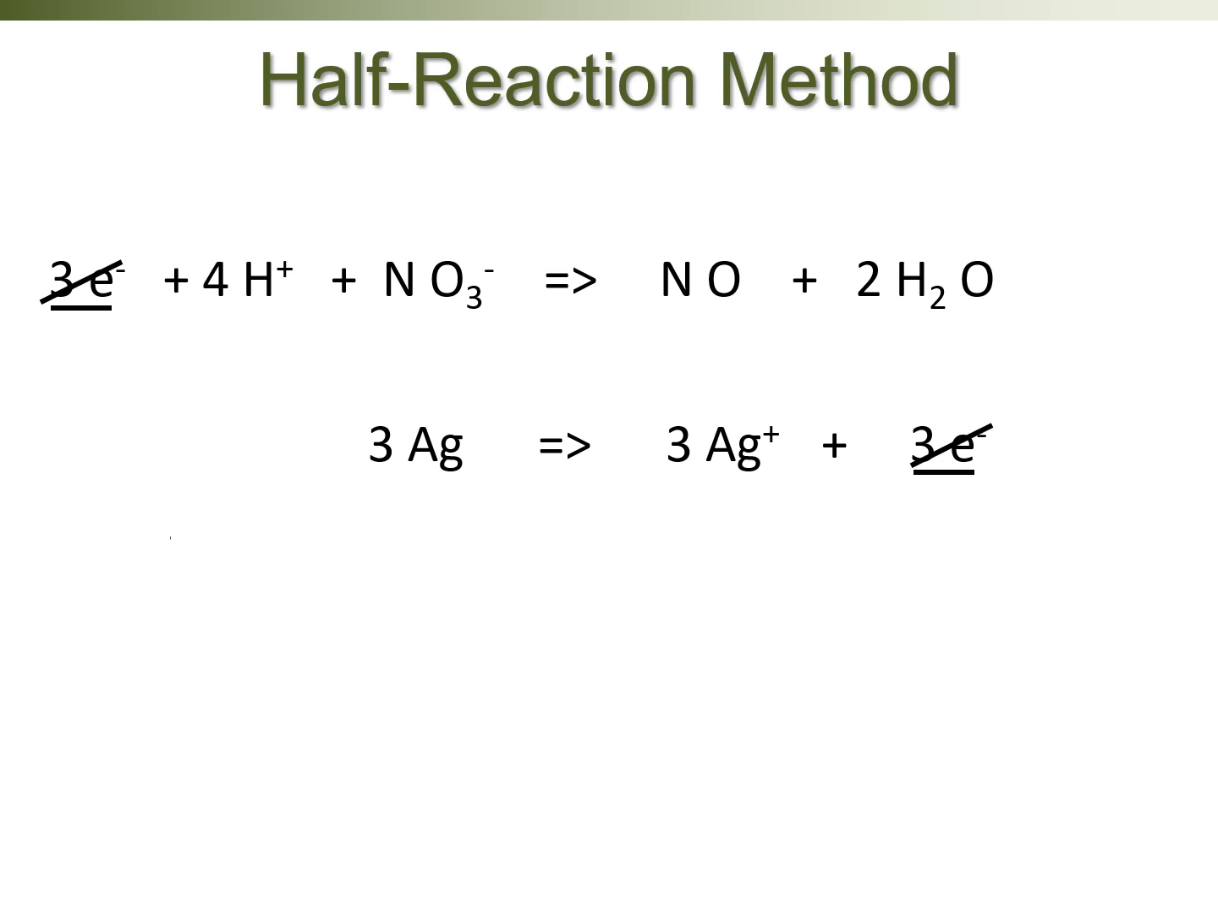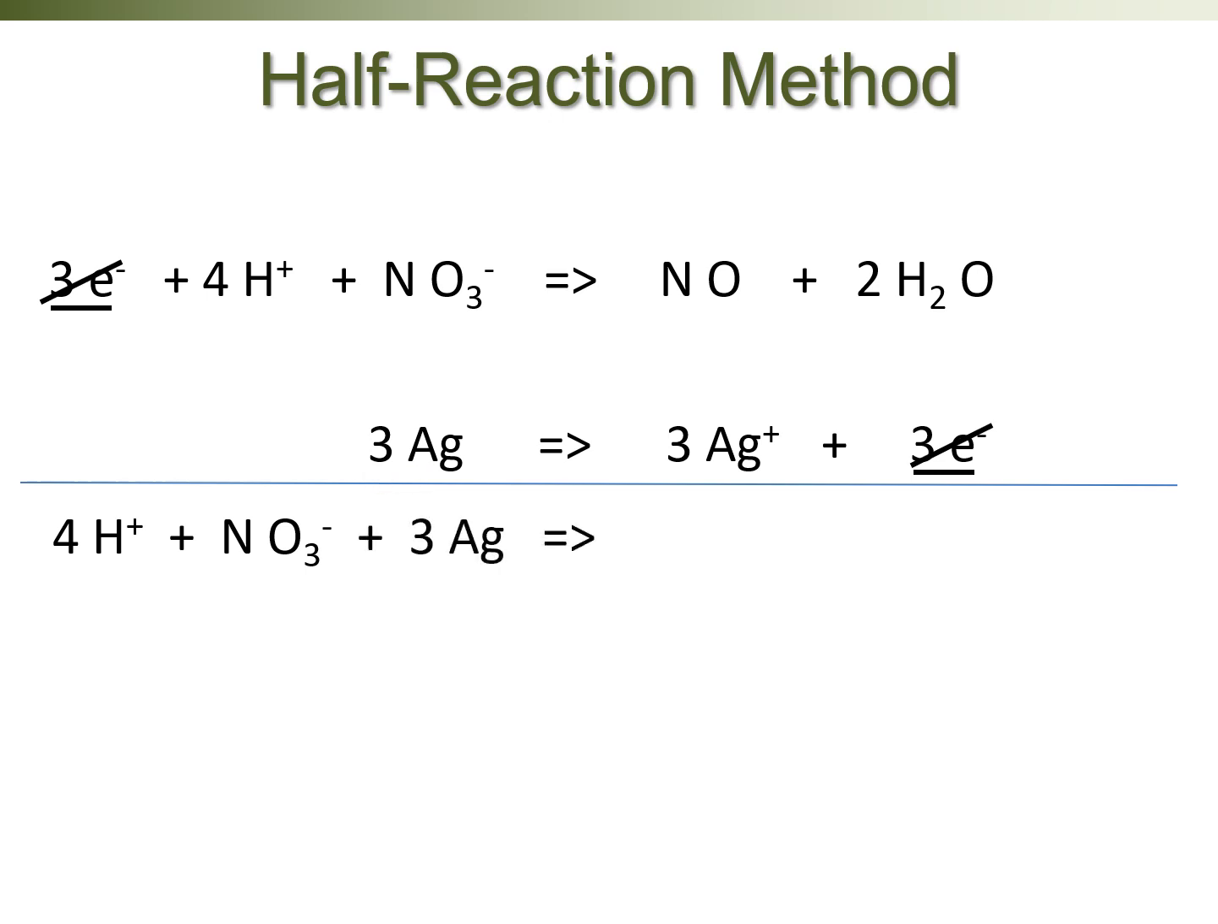So now let's combine our two equations. I'm going to draw this line here just so we can keep straight what's happening. We're going to take these 4 hydrogens here and our nitrate ion there and our 3 silvers, and that's what's on the left of the transformation arrow. And now we're going to combine all of these things that are on the right: our nitrogen monoxide, our 2 waters, and our 3 silver ions.